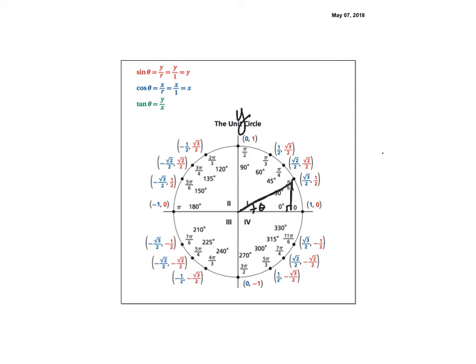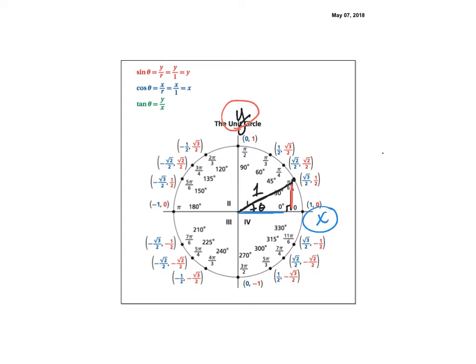You see that the opposite of theta will be associated with the y. The adjacent of theta here will be associated with the x. And since the hypotenuse is 1 in the unit circle, then sine's just going to be associated with the y, and cosine will just be associated with the x.